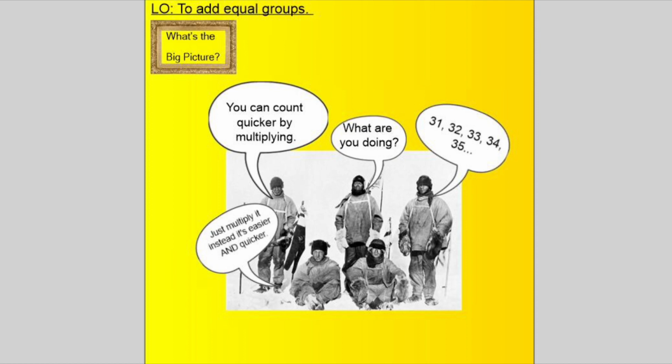What's the big picture? Why is multiplying useful to us? Well, the explorer on the right is counting one by one. 31, 32, 33, 34, 35. His friend says, "What are you doing?" The other one says, "You can count quicker by multiplying." And the last explorer says, "Just multiply instead. It's quicker and easier." So if we know how to multiply, we can count groups together more quickly.